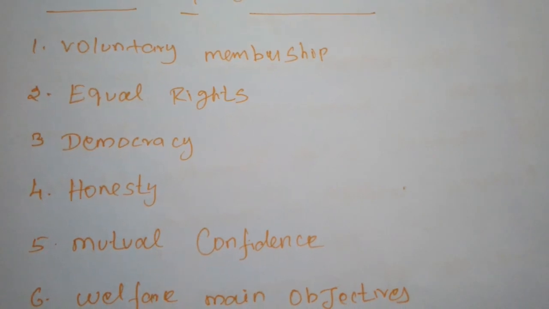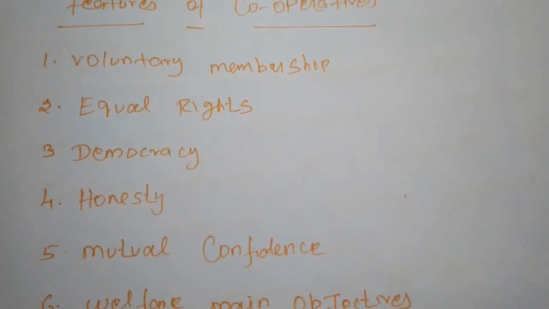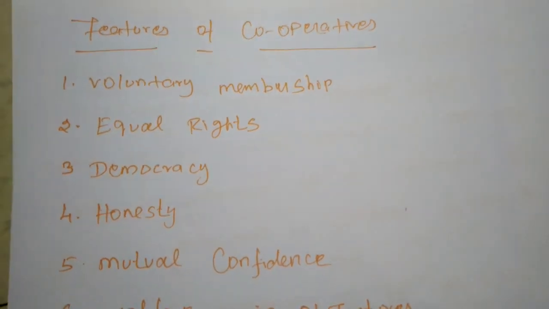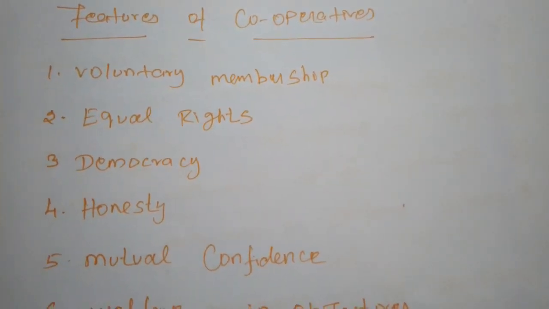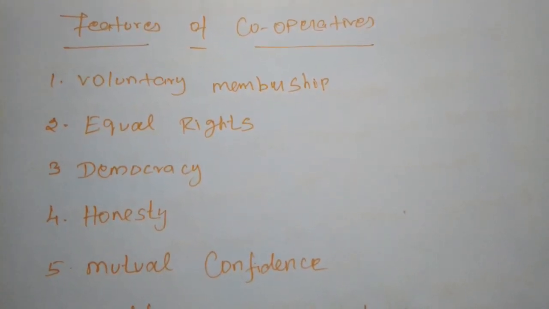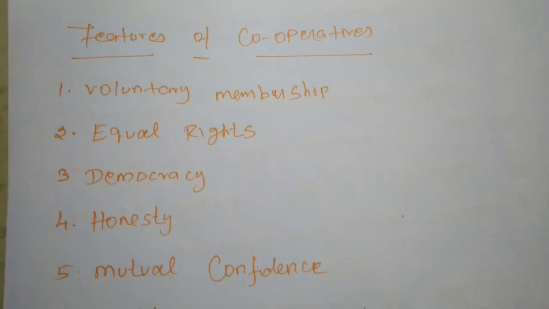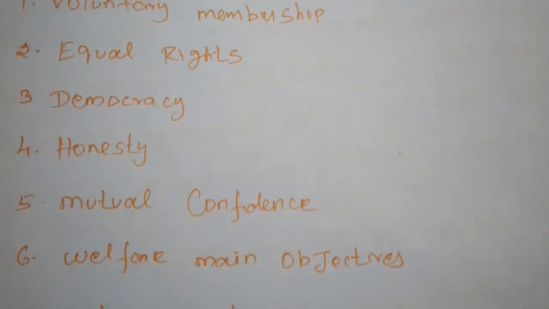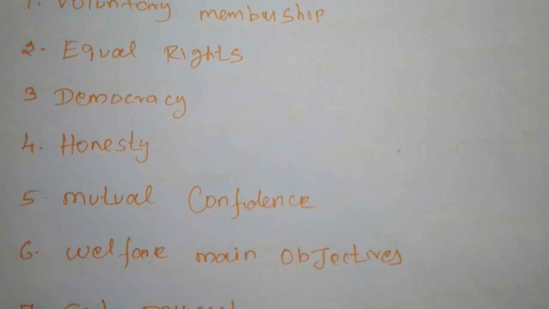Even some of the leaders and the board of directors are there. The democracy principle will be followed in these cooperative organizations. In these organizations, if they want to take any decisions, they will be led on the basis of democracy only. Next, honesty. It is the basic principle of this society.